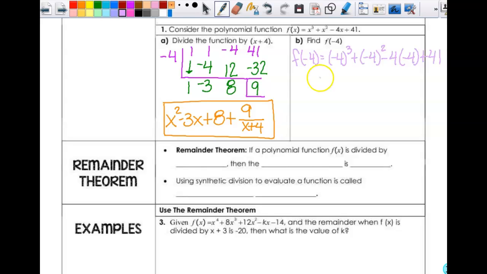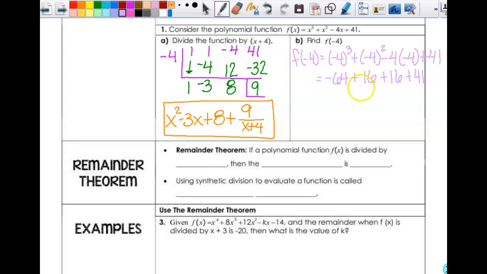We're just substituting it in. When I cube negative 4, I know I'm going to get a negative number. 4 times 4 is 16. What's 16 times 4? 64. And then I'm going to square negative 4, so that's plus 16. Then I have negative 4 times negative 4, that's another positive 16. And then plus 41.